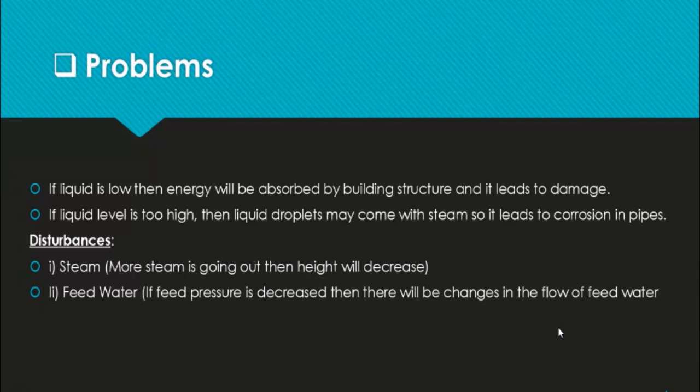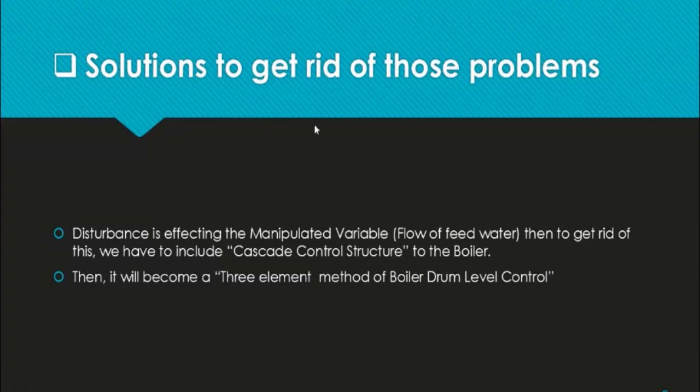So, how do we get rid of this? Then coming to the solutions to get rid of those problems. The disturbance is affecting the manipulated variable, which is nothing but the flow of feed water. To get rid of this, we have to include a cascade control structure in the boiler. A cascade control structure is a control structure which has two loops: one is the master loop and another one is the slave loop.